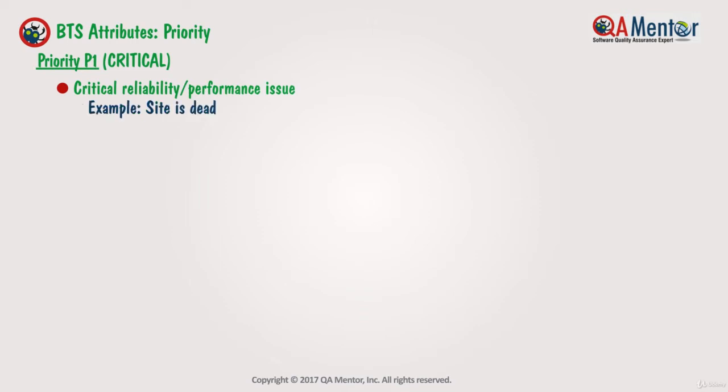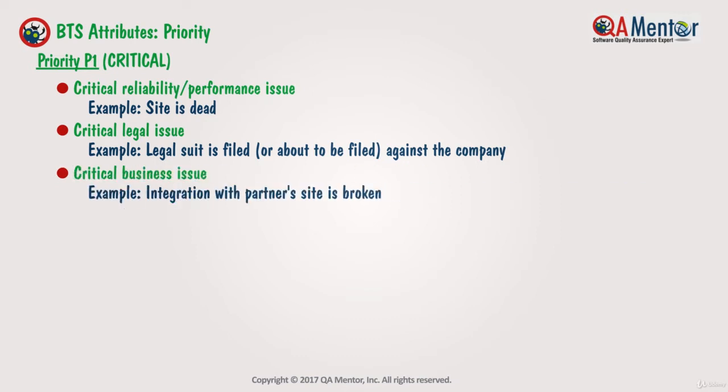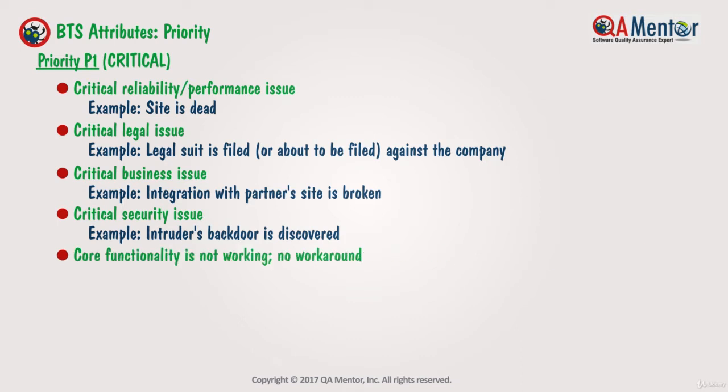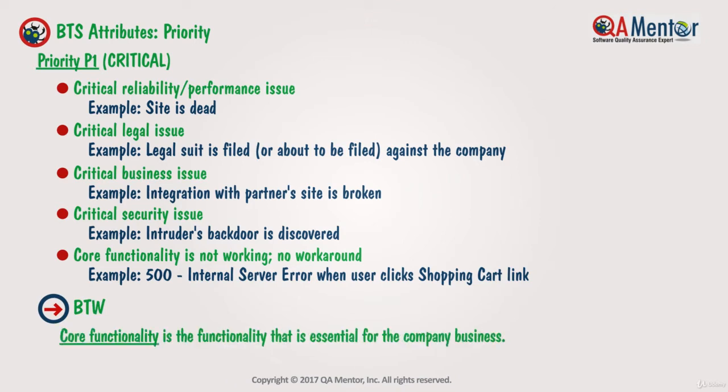Example: site is dead. Critical legal issue. Example: legal suit is filed or about to be filed against the company. Critical business issue. Example: integration with partner site is broken. Critical security issue. Example: intruder's backdoor is discovered. Core functionality is not working, no workaround. Example: 500 internal server error when user clicks shopping cart link. By the way, core functionality is the functionality that is essential for the company business. For example, shopping cart or checkout.